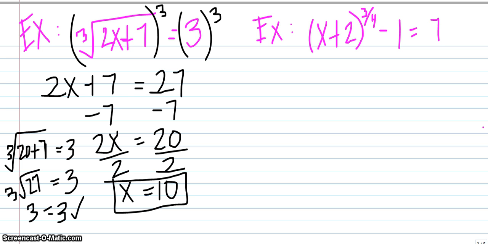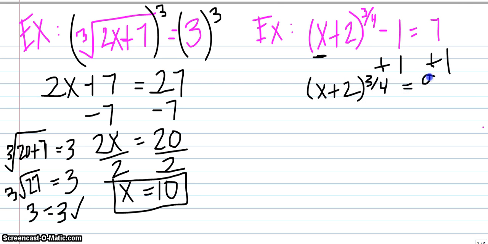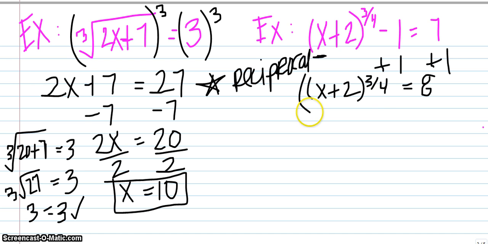The next problem is x plus 2 all raised to the 3/4 power minus 1 is equal to 7. First thing, I need to get the variable by itself, so in order to do that, I need to add 1 to both sides. So I'm left with x plus 2 to the 3/4 power is equal to 8. Now, this is different because now I have a rational exponent. And if you remember, I need to raise both sides to the reciprocal. So the reciprocal of 3/4 would be raising both sides to the 4/3 power.